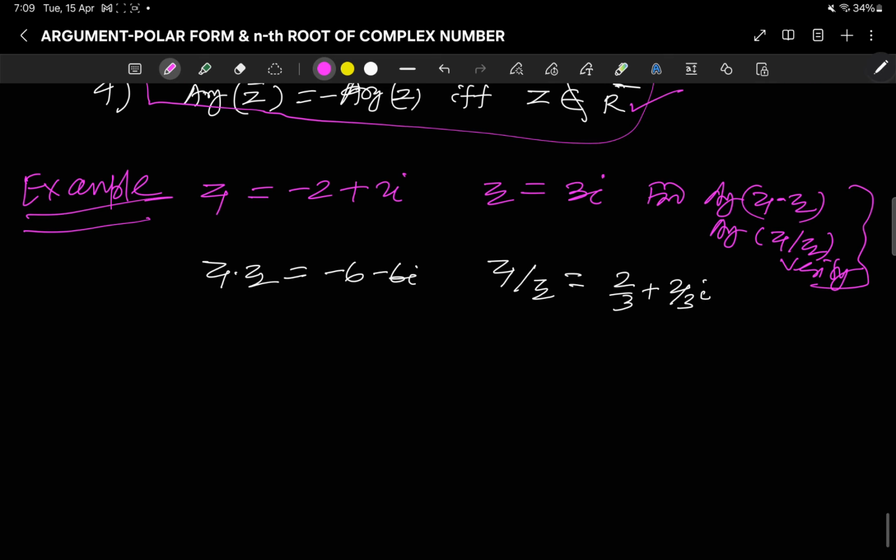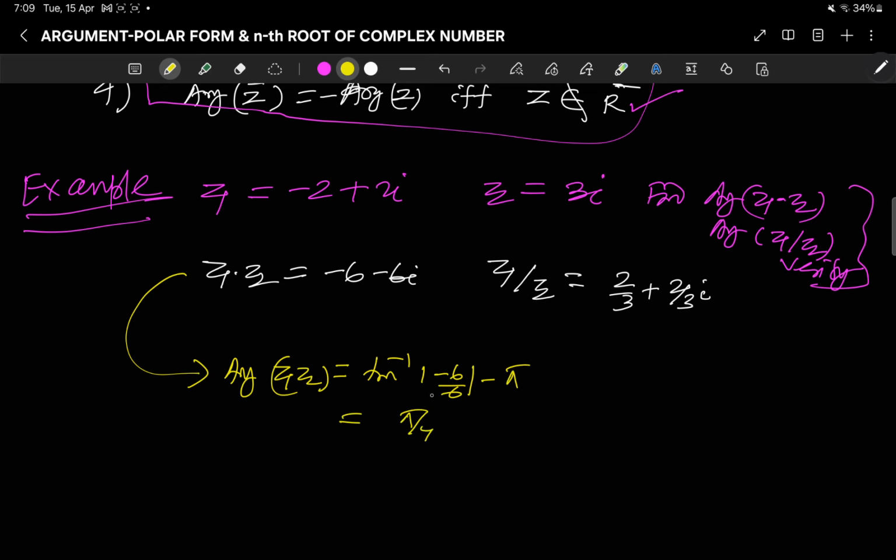So what is the argument of this and what is the argument of this? The argument of Z1 Z2 lies in the third quadrant. So it is tan inverse of minus 6 by minus 6, which is pi by 4, minus pi, which is minus 3 pi by 4. And similarly, the argument of Z1 by Z2 is pi by 4, it lies in the first quadrant.